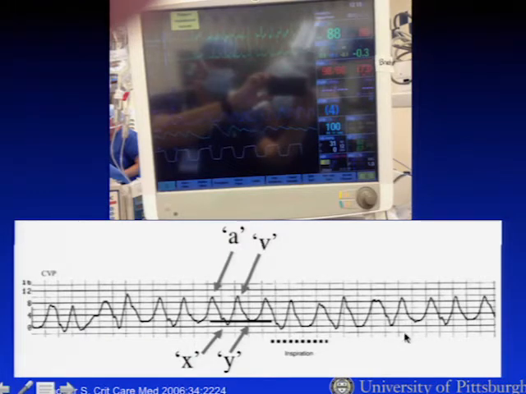And the pearl here is that the monitor displayed value is a mean pressure, which will be falsely elevated by the presence of these large A and V waves. So in this patient, the actual CVP measurement should be made down here at the base of the C wave. And the difference can be significant. In this patient, the difference between up here and down here is 8 millimeters of mercury.